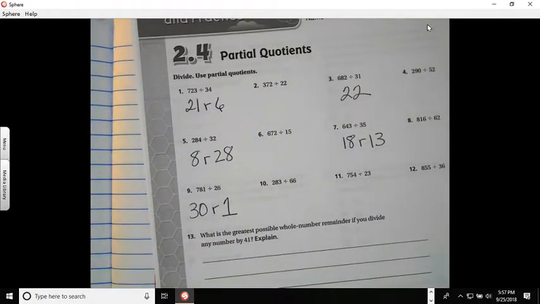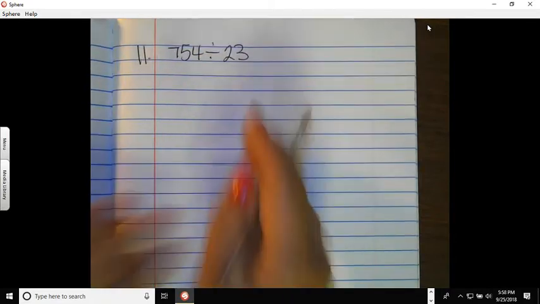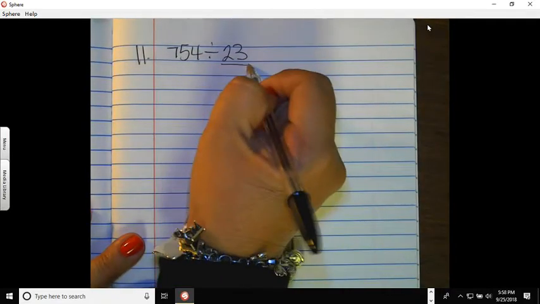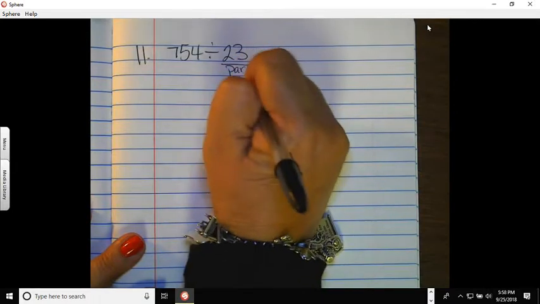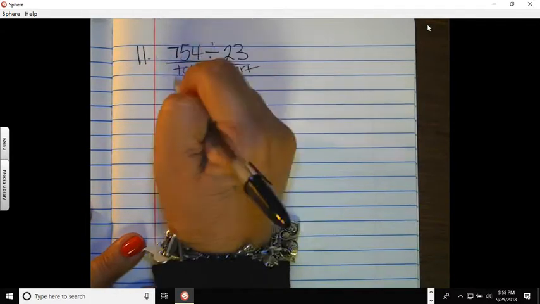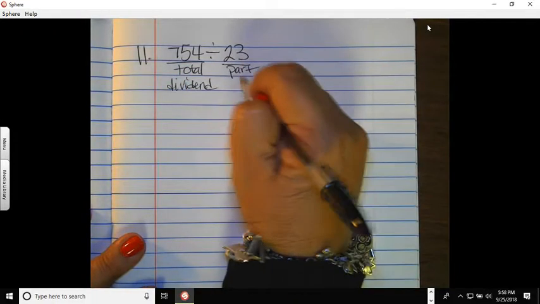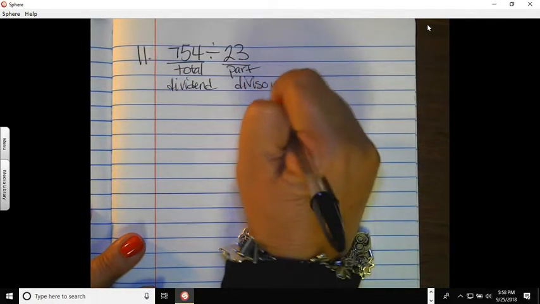Okay? And then the last problem for the computations is number 11. And I have 754 divided by 23. Again, I'm taking my divisor, that's a part, and I'm going to divide it into the total amount that's given to me, which is my dividend. This is my divisor, because I'm going to look for my quotient.